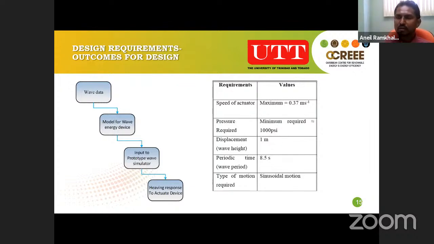The forces required were determined based on the application, and the application we chose was direct pressurization for reverse osmosis. We looked at Torre membranes, and those membranes operate at 800 to about 1000 psi, so we looked at that range. Our wave height and associated period was 1 meter and 8.5 seconds, and the type of motion required for the simulator was sinusoidal.